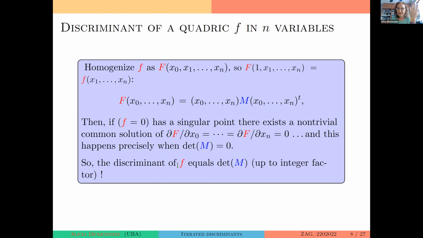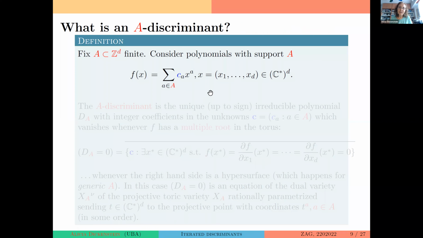So the discriminant, which is the closure of the condition under which it has a singular point, is given by the determinant of this matrix up to integer factors. So if we do this, for instance, in the plane, we're going to get a factor 2. So in fact, what they were doing, they were computing discriminants when they were computing the determinants of the matrices of the quadrics. So in general, what is an A-discriminant?